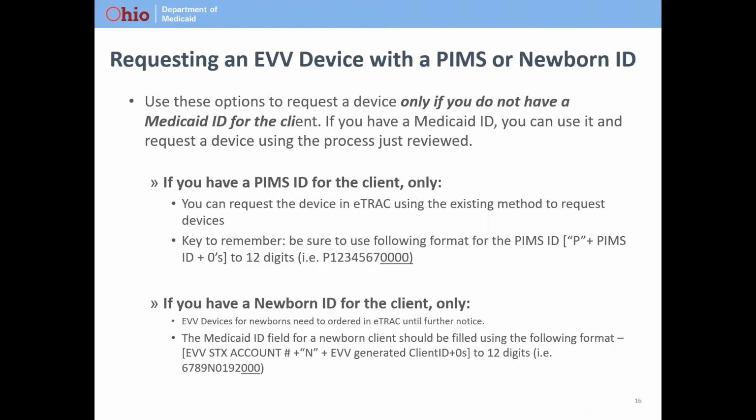Every time you enter a client into the client profile of SANDATA's EVV system, SANDATA assigns a unique client ID to that individual. That's the ID that you would be using here. An example of this you see here on the screen is 6789, let's say that's your EVV account number, capital N, 0192, which would be the EVV generated client ID, and then 3 zeros, because that would equal the total Medicaid ID length of 12 digits.